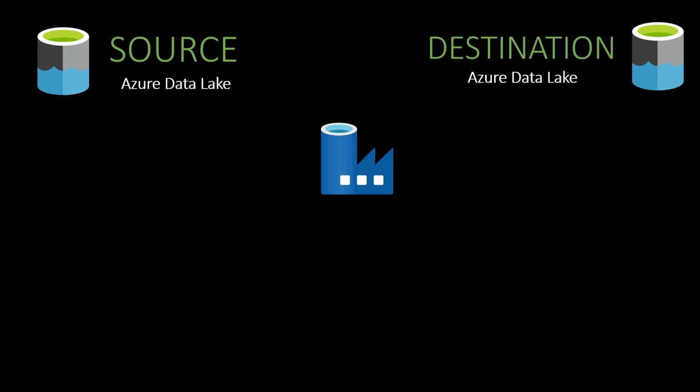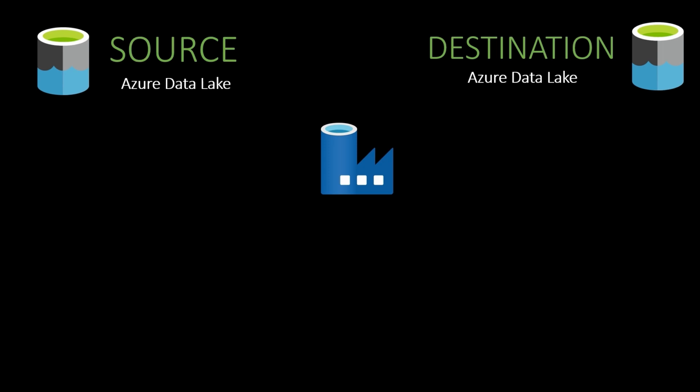Cool. Let's see what the example is. Consider there is a source and there is a destination. The source being Azure Data Lake and the destination also being an Azure Data Lake. The use case for this is you need to copy the data from the source and put the data into the destination. Pretty simple, right? To perform this, we are using Azure Data Factory. Cool.